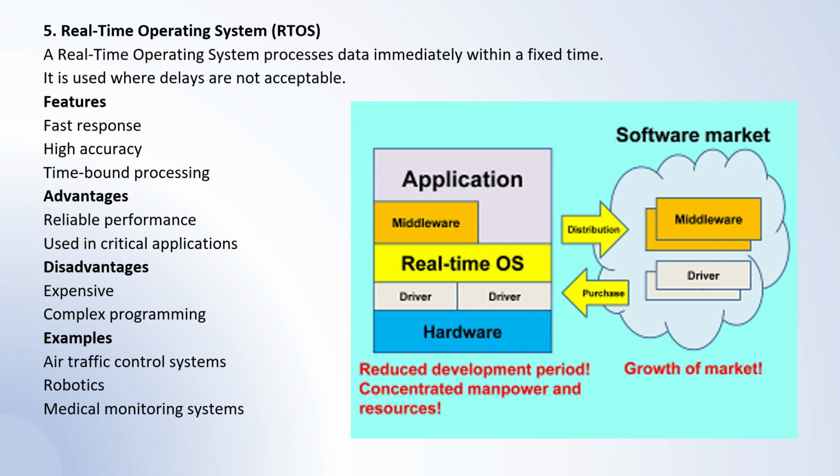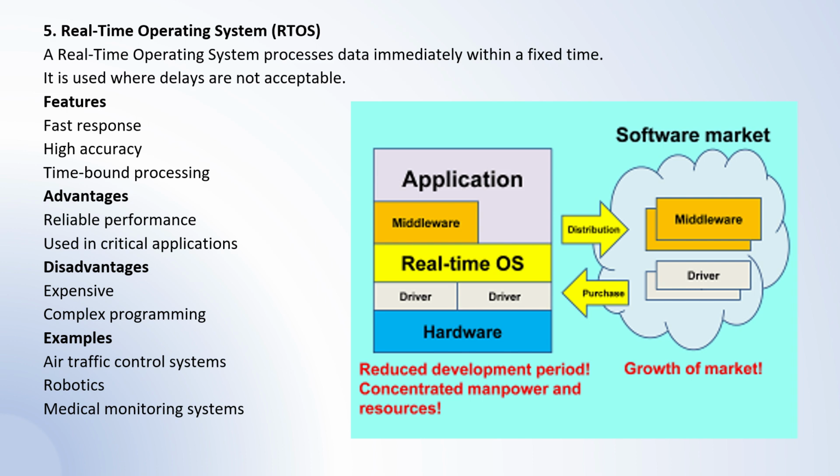A real-time operating system gives immediate responses within a fixed time limit. It is mainly used in critical applications where delays are unacceptable. There are two types of RTOS. Hard real-time system: deadlines must always be met. Example: air traffic control systems. Soft real-time system: small delays are acceptable. Example: online video streaming. Features: fast response, high reliability, accurate timing.